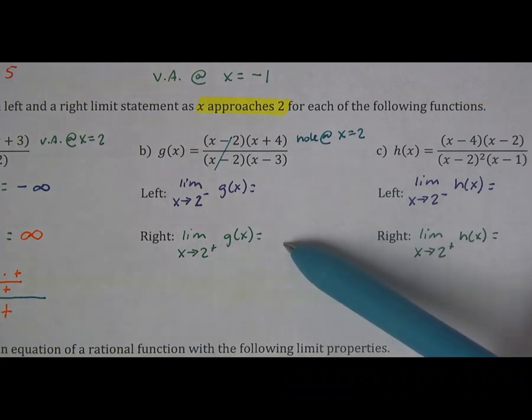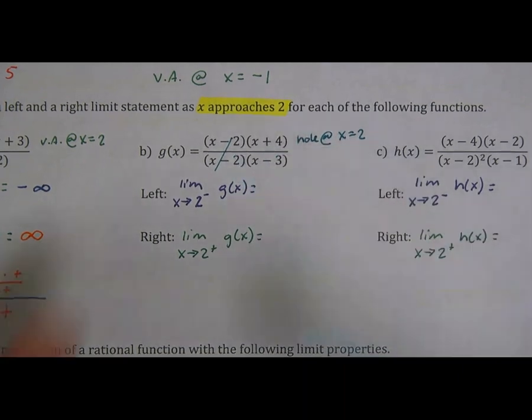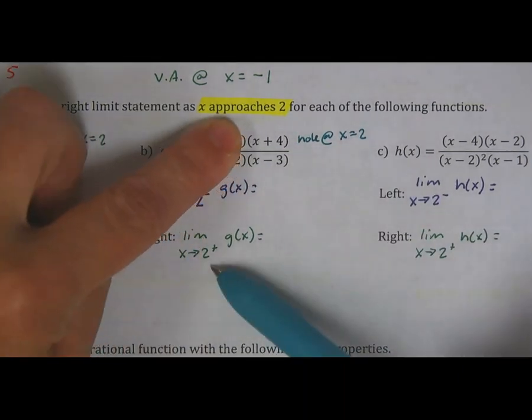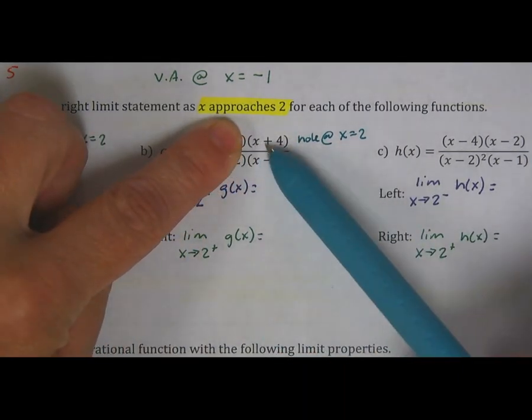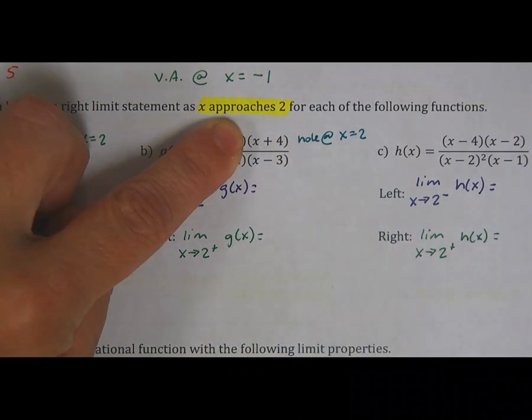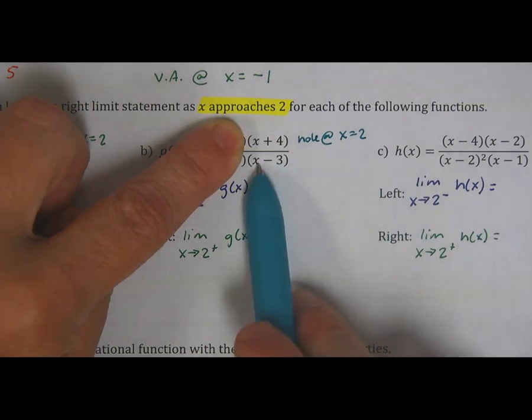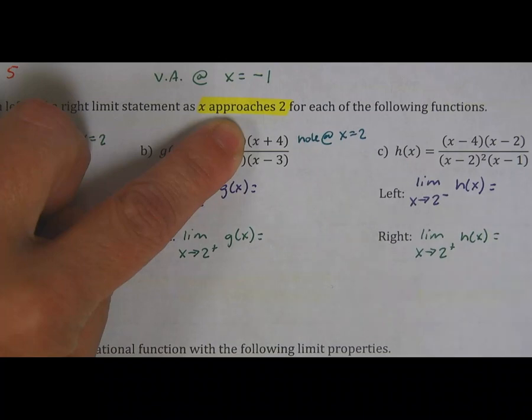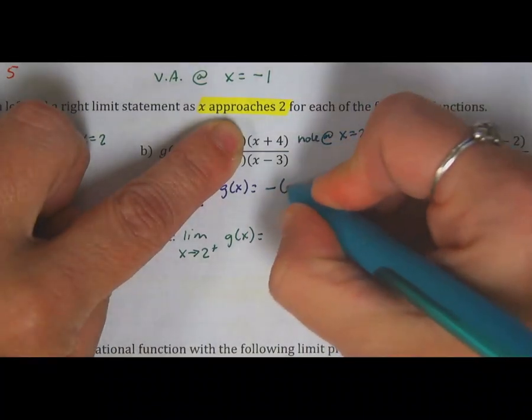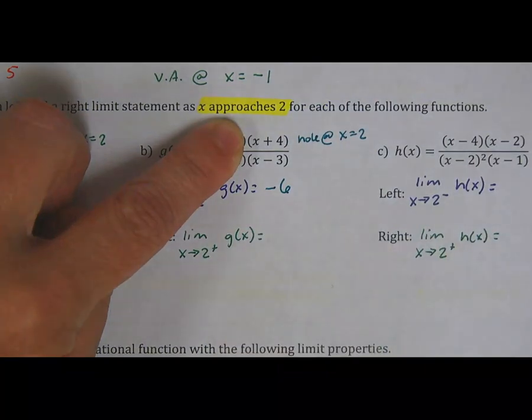Well, check this out. All you have to do is pretend that those cancel out and now plug in that 2. What's 2 plus 4? 6. And what's 2 take away 3? Negative 1. And what's 6 over negative 1? Then that's what value you put there.